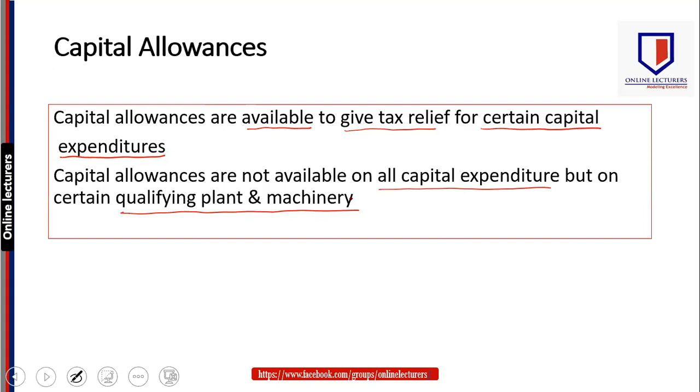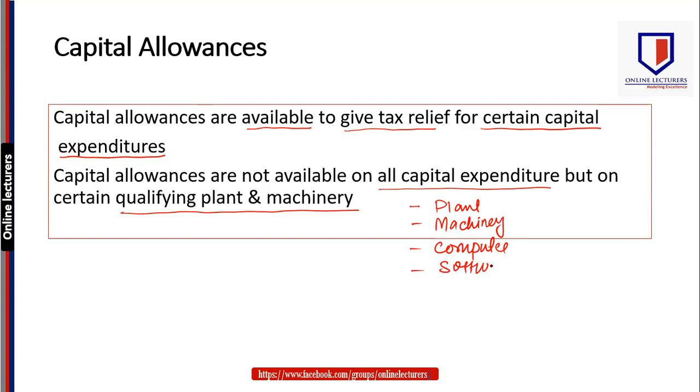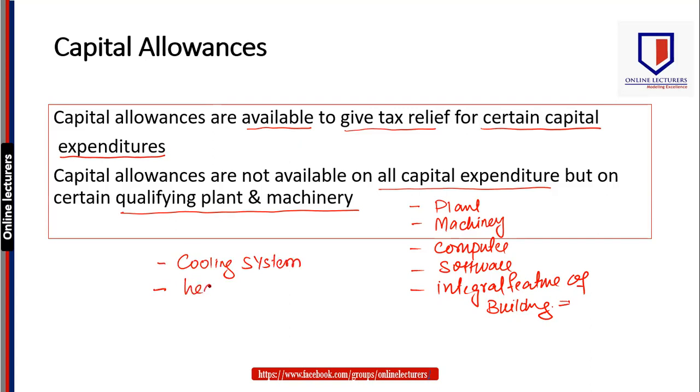Now, when we talk about qualifying plant and machinery, you can get capital allowances on any kind of plant, any kind of machinery, computers, software, and integral features of buildings. You can also get the allowance on building structure or any plant and machinery which is part of the building or an integral feature of the building, such as the cooling system, which is an integral part of the building, or the heating system. Similarly, lifts, escalators, etc.